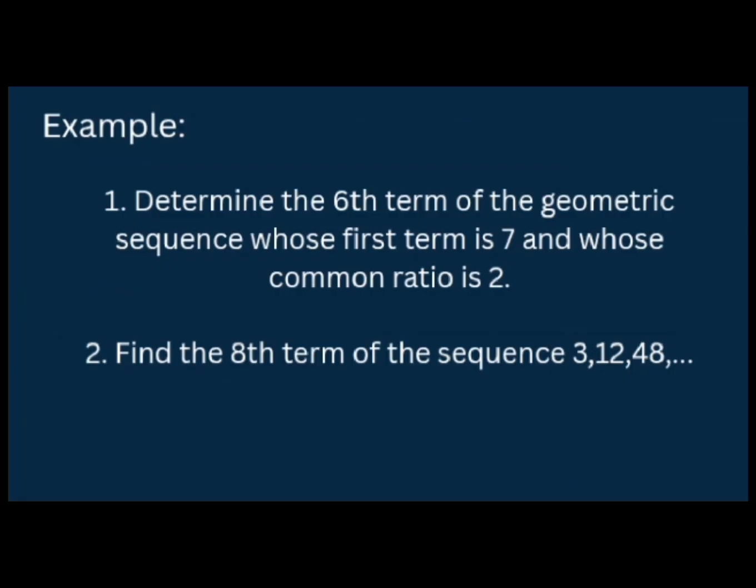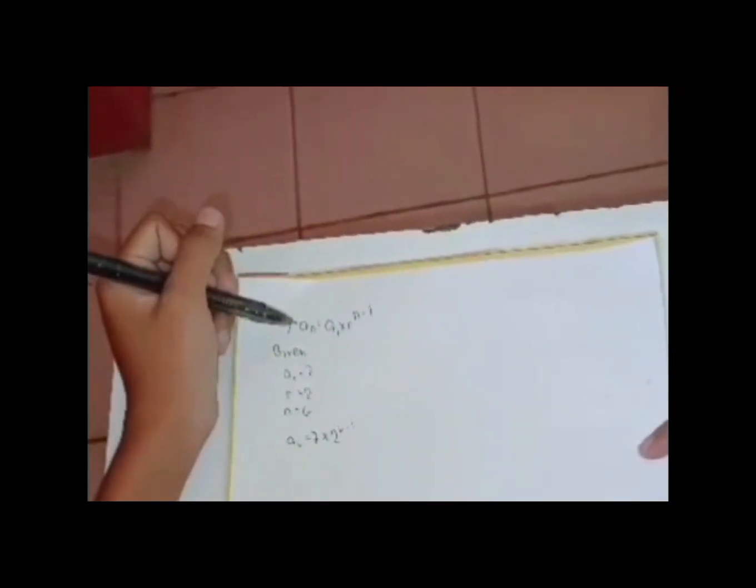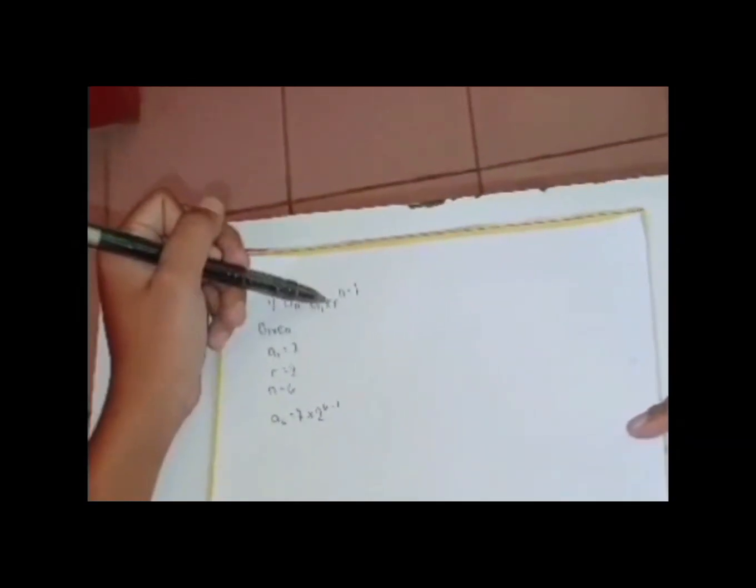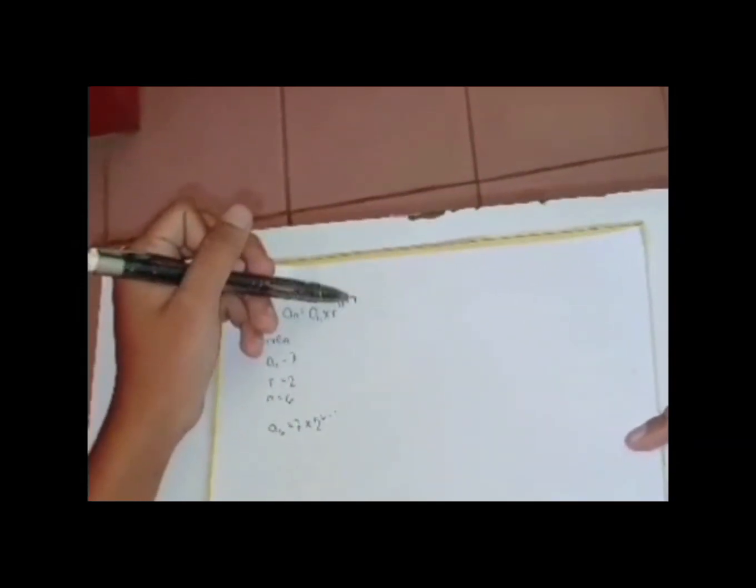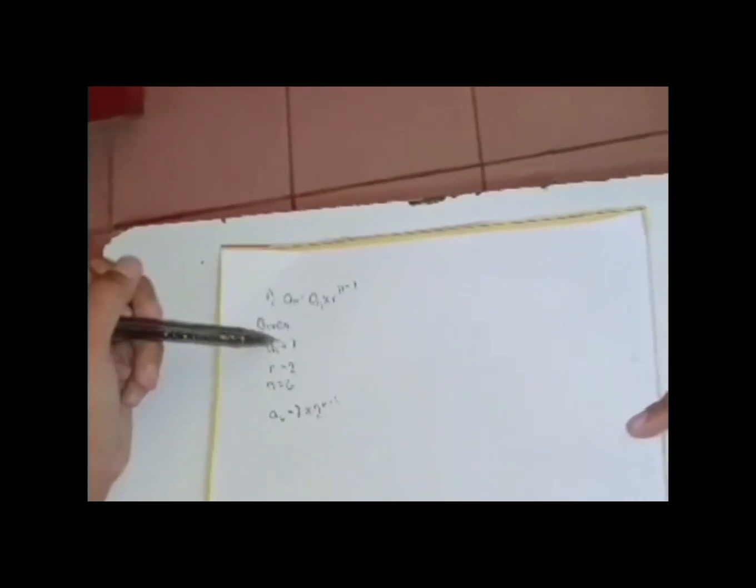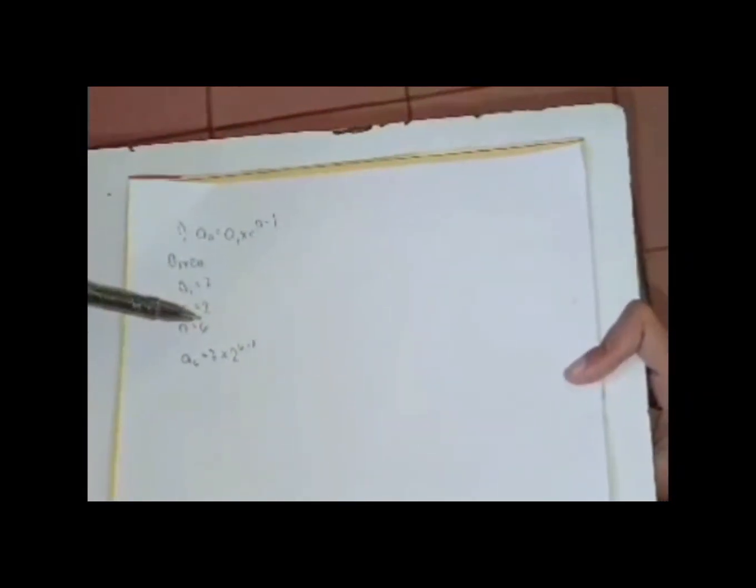First example: determine the sixth term of the geometric sequence whose first term is 7 and whose common ratio is 2. We're going to solve it using the formula a sub n is equal to the first term times r raised to the power of n minus 1. Our givens are a sub 1 equals 7, r equals 2, and n equals 6.